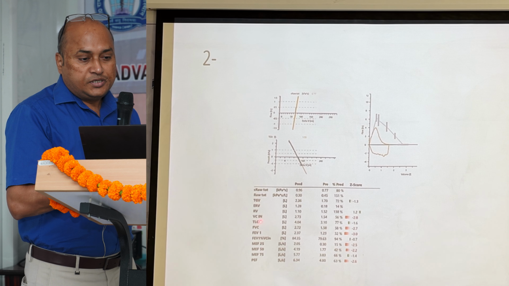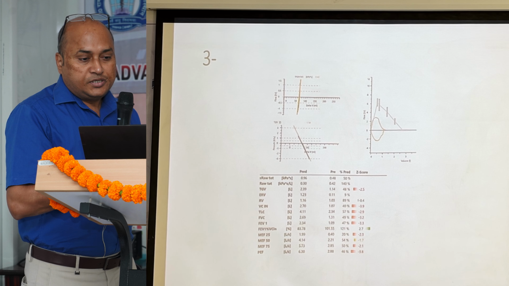You see the total lung capacity in this case, it's not seen here. Residual volume is 1.1 and the predicted is, sorry, pre is 1.52. It is marginally increased. And total thoracic gas volume is less. It means it goes in favor of restrictive disease, because in restrictive disorders, the thoracic volume is reduced.